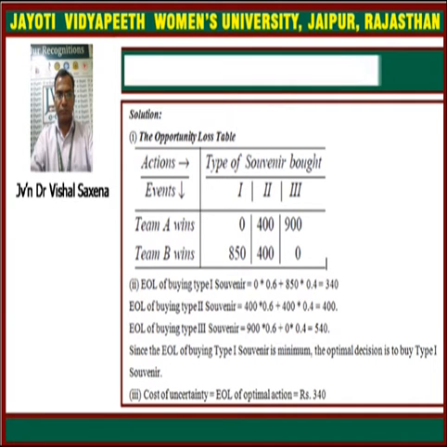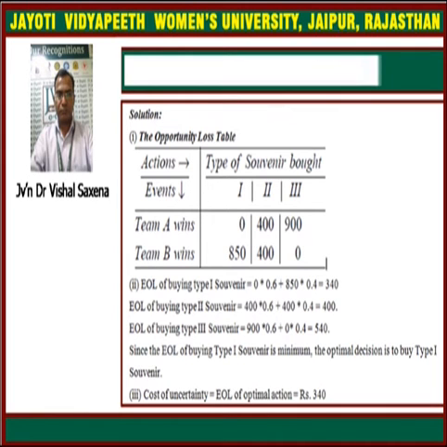The opportunity loss table can be seen here. How is it formed? The actions and events are written there. Events are the winning of team A and the winning of team B, and the actions are the types of souvenirs bought: 1, 2 and 3. Opportunity loss is obtained by subtracting each payoff from the highest payoff for the particular event, team A or team B individually, that means for the row.